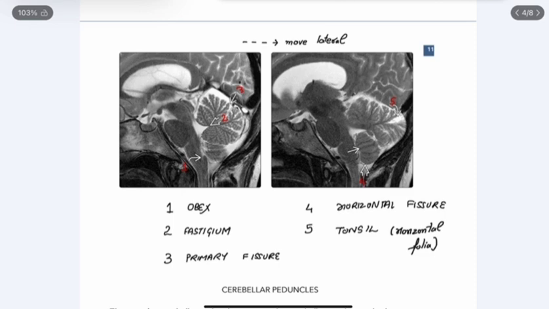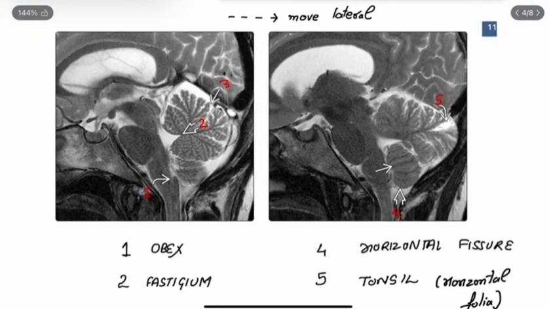Now let us take a look at MRI images. So this is the vestibulum. Then this one labeled is the primary fissure of the cerebellum. So this is the anterior and this is the posterior lobe of the cerebellum. This one labeled here is the obex. Then the elevation next to the obex will be the nucleus gracilis. This is the tonsil with horizontal arrangement of folia.